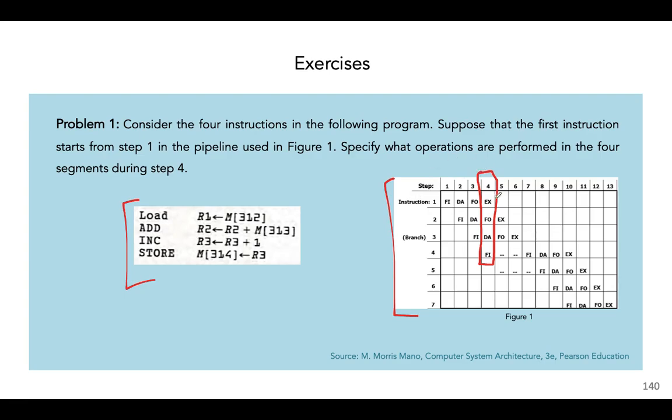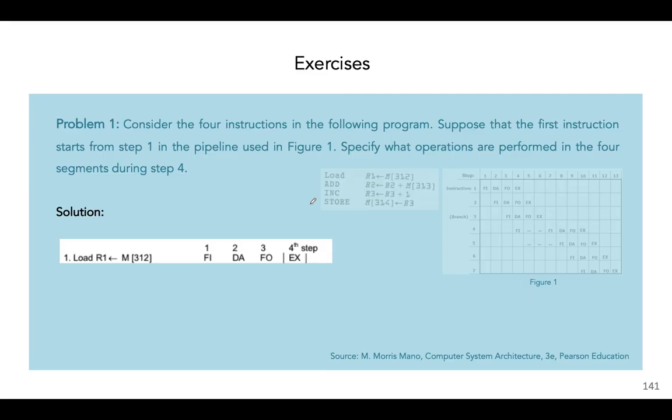The first instruction is being executed. The second instruction, the operands are being fetched for that. For the third instruction, decoding is happening, and for the fourth instruction, it is still being fetched. So we have to show this. Let's see how we can do this. The first instruction that is given to us is a load instruction. Simply, we can just put 1, 2, 3, 4 since we have to show what happens in the fourth step. So in the first step, this instruction would have been fetched. It would have been decoded in the second step. The operands would have been fetched in the third step. In the fourth step, currently, it is being executed.